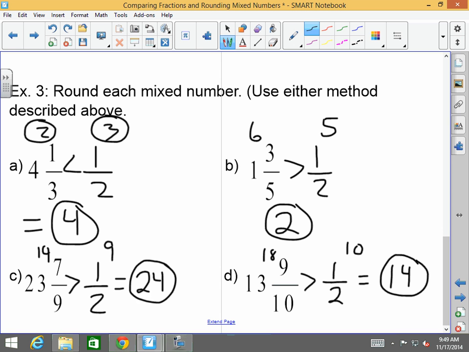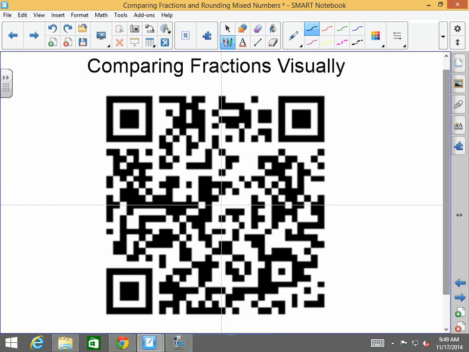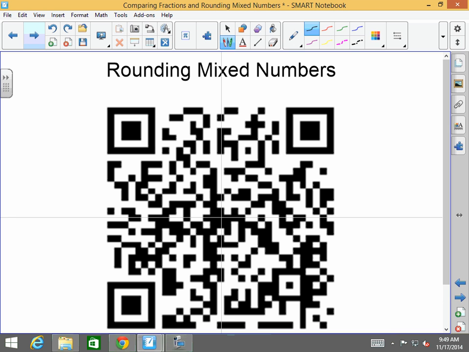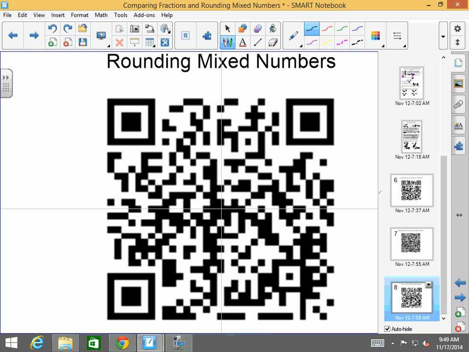Does that make sense? You promise? All right. So now, we're going to practice. We have comparing fractions visually. I just want to keep this here so that if you go home and watch the video, you can snap a picture of that. Hold on, don't take pictures yet. You have comparing fractions numerically. You have rounding mixed numbers. And that's it.